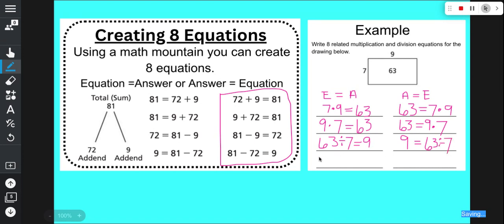And our last one would be 63 divided by 9 equals 7. And then we would have 7 equals 63 divided by 9. So we just made 8 equations using 3 math facts.